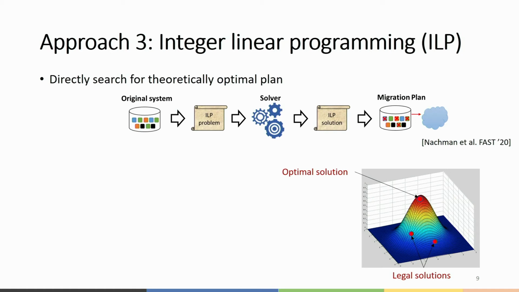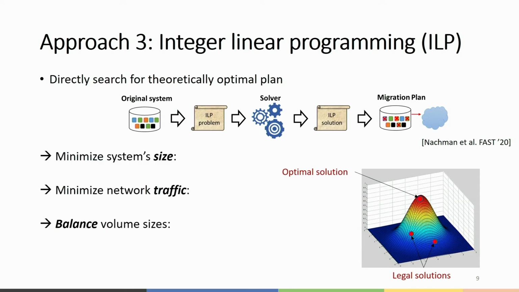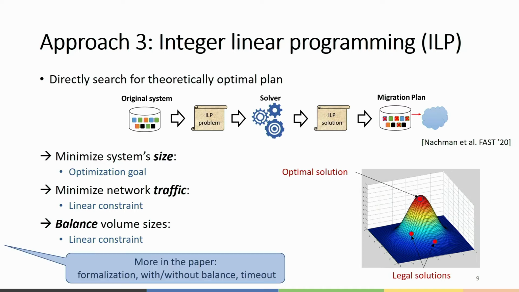So unlike this simple case that was solved 2 years ago, our problem now is much more complicated because we have the 3 conflicting objectives. And our solution to this was to use the minimization of the system size as the optimization goal for the solver, and then traffic and load balancing are formulated as linear constraints. The problem itself is much more complicated. We have many types of constraints, which you can read about in the paper.